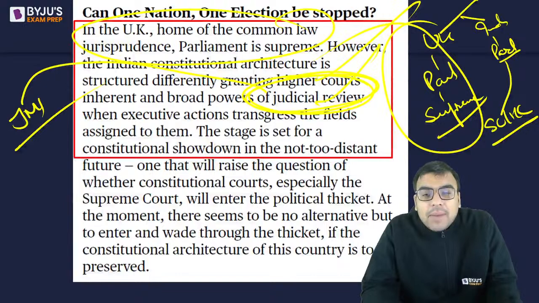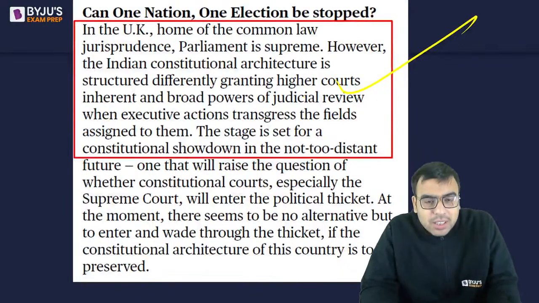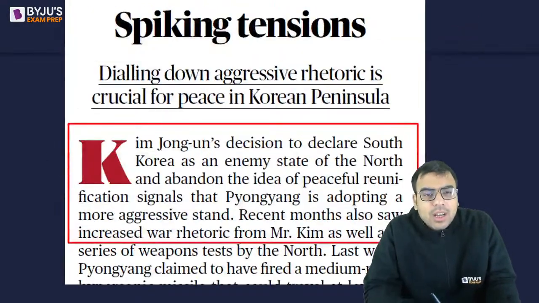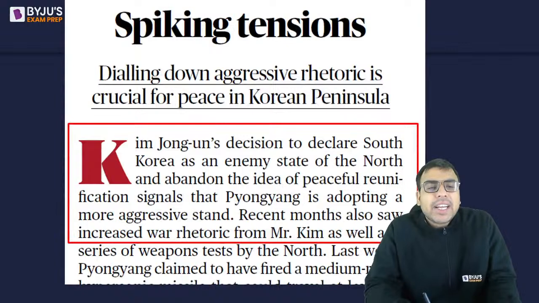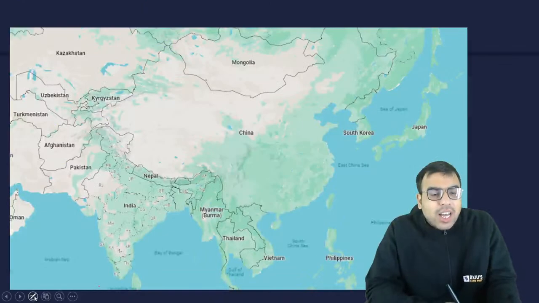अगर यूके की पार्लियामेंट ने लॉ बना दिया तो फिर उसको चैलेंज नहीं किया जा सकता है, if the parliament makes a law in UK, ठीक है। So these are the things being talked about. Okay, then side में एक article था, "Spiking tensions: dialing down aggressive rhetoric is crucial for peace in Korean peninsula." अब देखो, I hope you are aware.